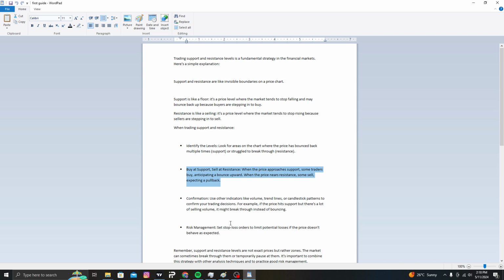Let's move to the third point. Confirmations, right? This is basically what most of us want when we are trading support and resistance. Use indicators like volume, trend lines, or candlestick patterns to confirm your trading decisions. For example, if the price hits support, but there's a lot of selling volume, it might break through instead of bouncing. This is what I want to teach you later on.